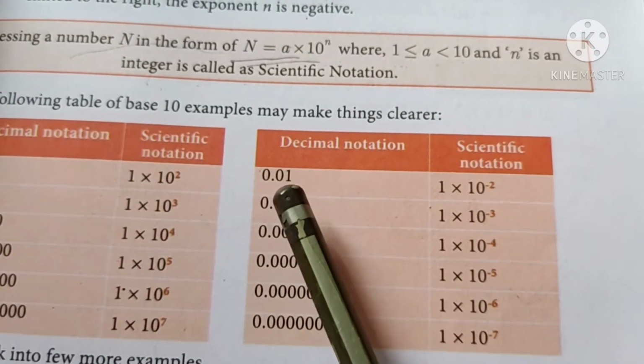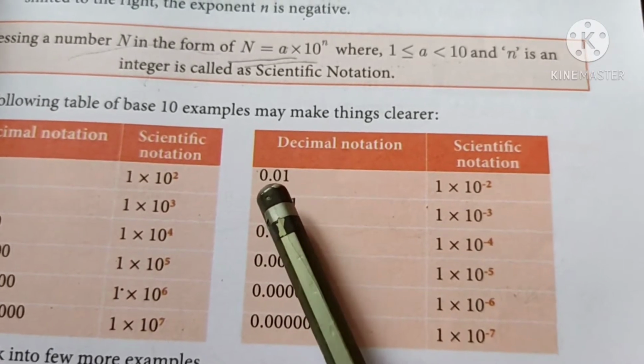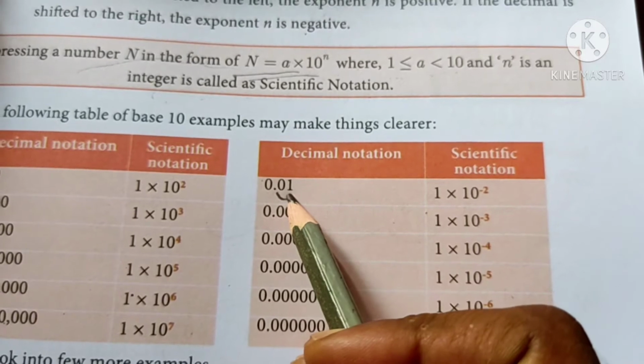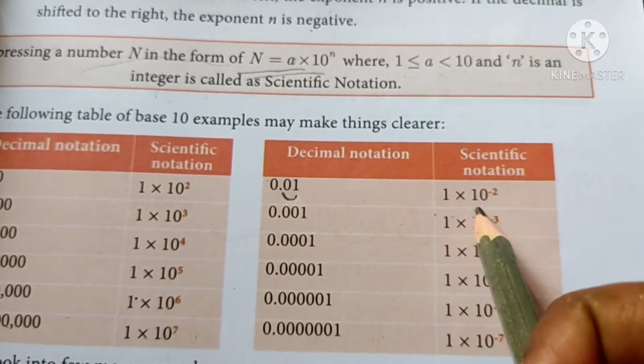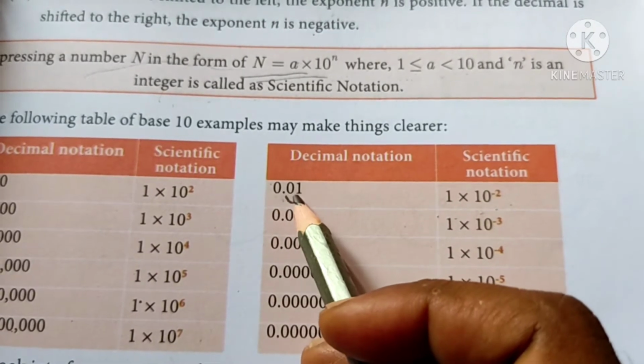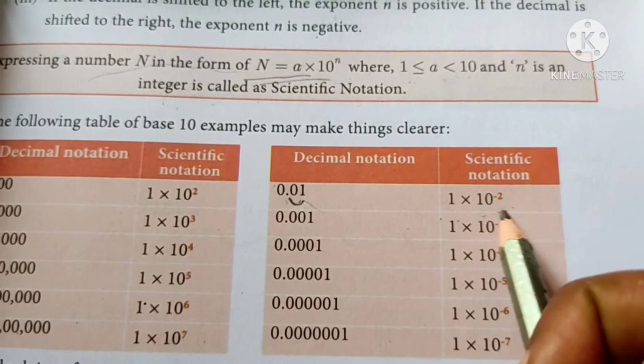And the decimal 0.01 can be written as 1 into 10 power minus 2, because the point comes after 0 and then 1. So we move the point to the right side. How many digits do we move? 2 digits after the point. So here it comes as 10 power minus 2.